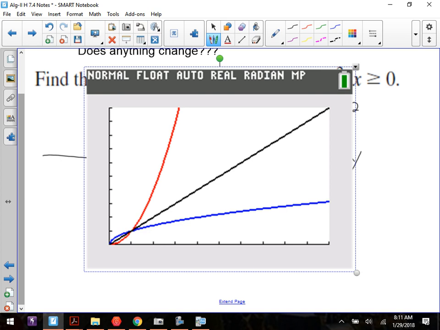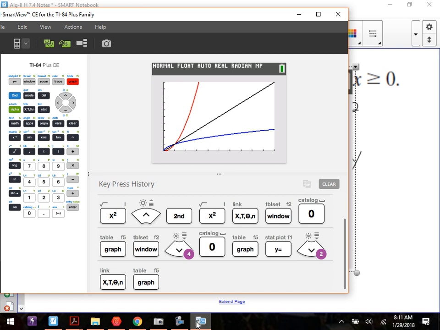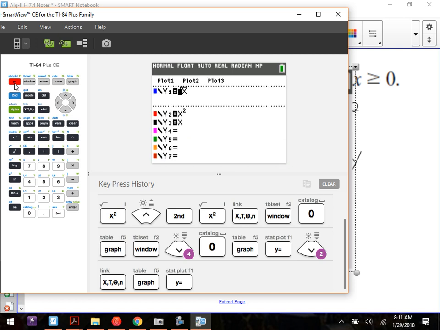Where do you think they intersect? Take a guess. 1. At 1, all three of those lines would intersect, wouldn't they? Because if x equals 1, you look at your three equations, if x is 1, y is 1. If x is 1, well, what's 1 squared? 1. What's the square root of 1? So you can get into that.